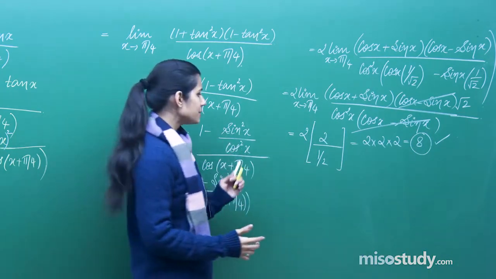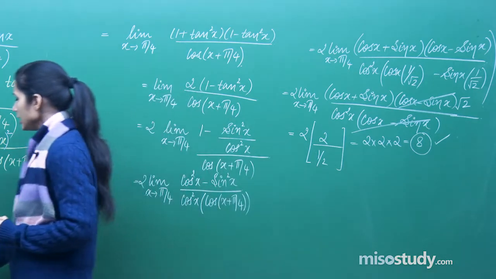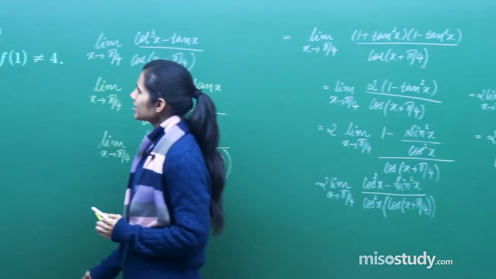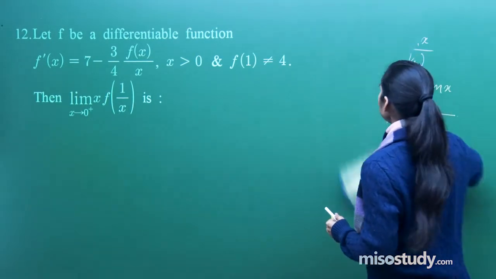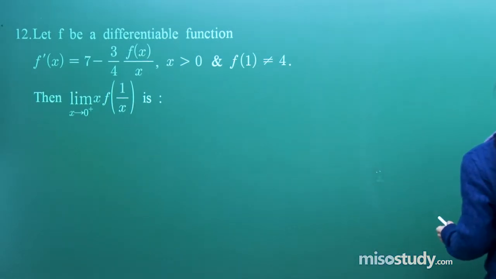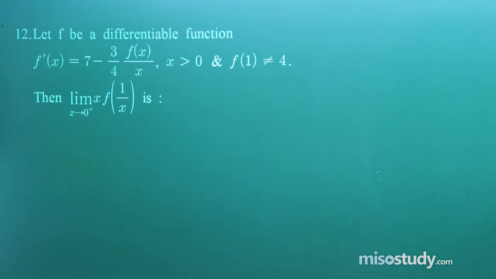Is it clear? I hope the limit evaluation was very nicely understood. Let's move to the next question. The next question is asking us to do what? Again, evaluate limit, but the given conditions are very strong. What is given to you?